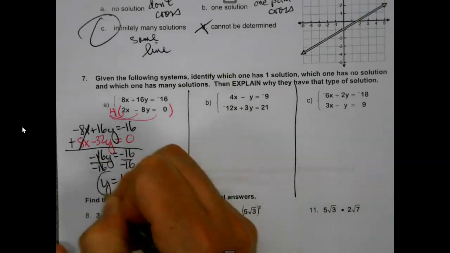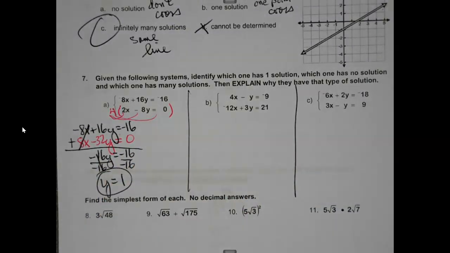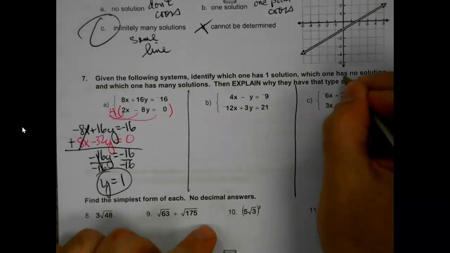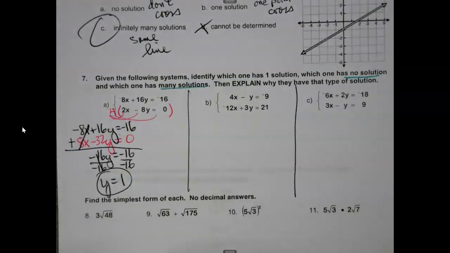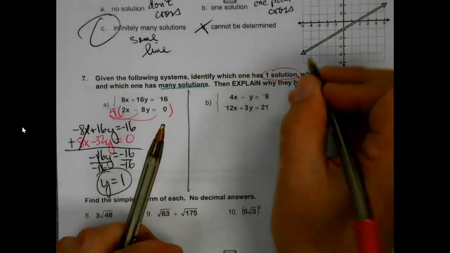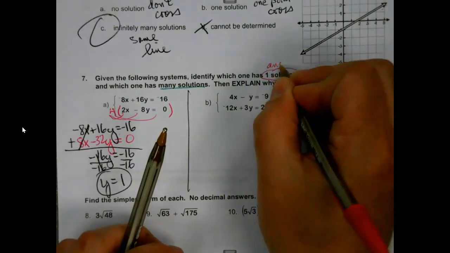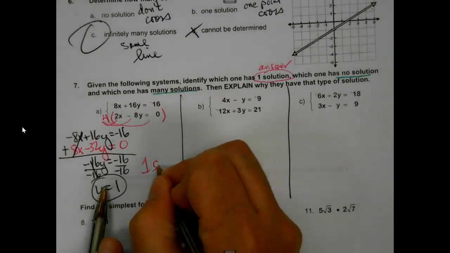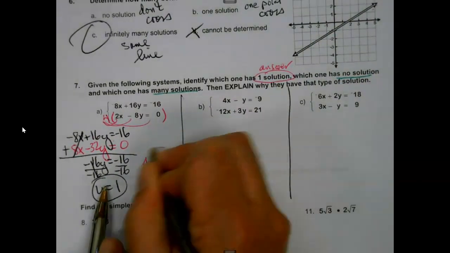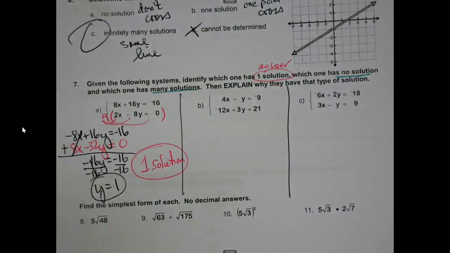Now you're like, okay, so now we got to plug back in. I'm like, wait a minute. All you're doing is identifying which one has one, no, or many solutions. On no or many solutions, all the variables are going to cancel out. One solution, you actually get an answer for x and y, and I already see that. So this one is going to get a solution, and I know that. And that's all it's asking me, so I'm not doing the rest of it. That's just me.